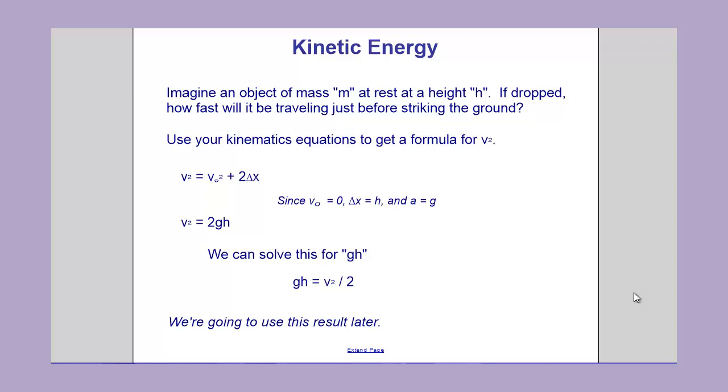Alright, so kinetic energy. Imagine an object of mass m at rest at a height h. If dropped, how fast will it be traveling just before striking the ground? So we use our kinematics equations to get a formula for v squared.